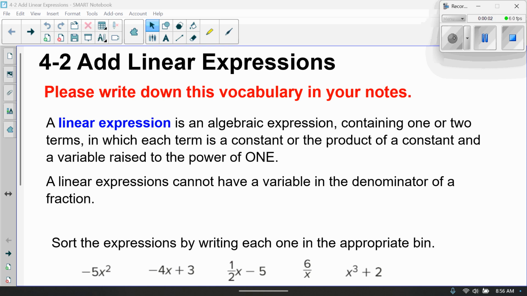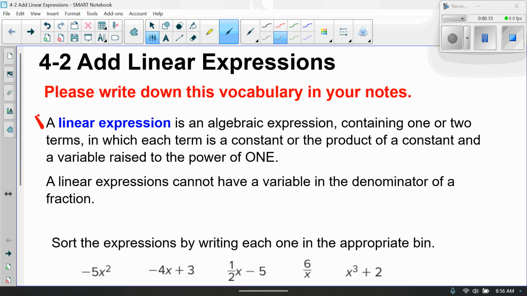Lesson 4-2 is add linear expressions. Now, just like always, please make sure you write down this vocabulary in your notes. Okay? You're going to write down this, and you're going to write down these sentences.